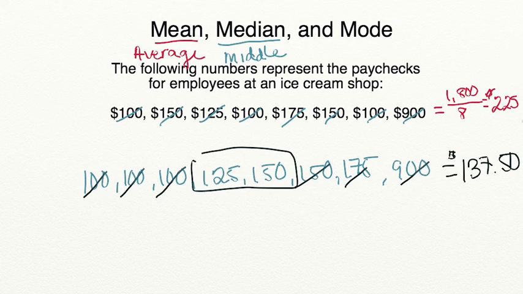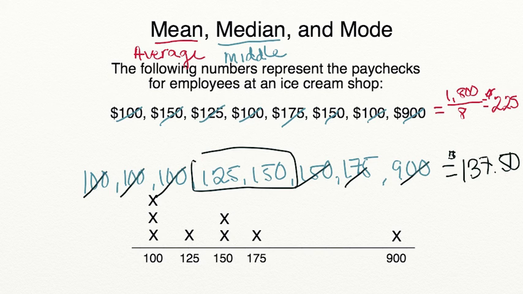Now I want you to notice something. Our mean and our median are very different from each other. Why could that be? Let's go ahead and take a look at a chart plotting all of this data to talk about it. As you can see, I've marked out $100, $125, $150, $175, and $900. And each X represents one paycheck. Now, we're saying that the average paycheck is $225. But we only have one person that's above $225. All other 7 employees get less than that.